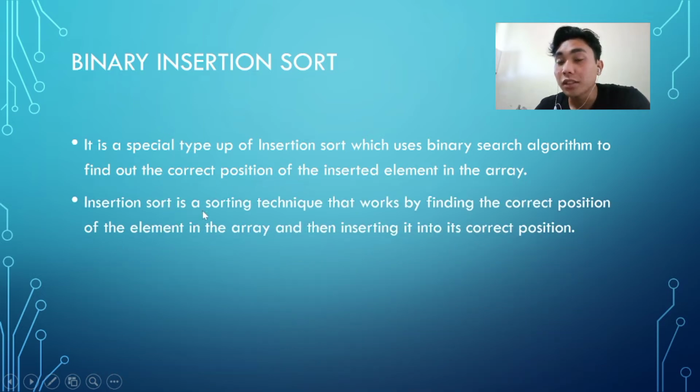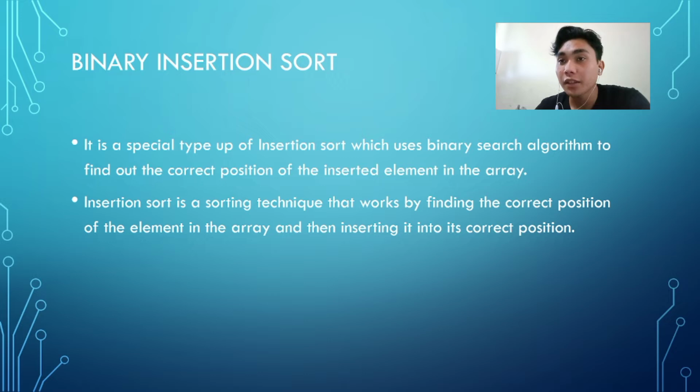An insertion sort is a sorting technique that works by finding the correct position of the element in the array and then inserting it into its correct position. Binary insertion sort is a classic sorting algorithm, similar to the insertion sort, but instead of using linear search to find the location where an element should be inserted, we use binary search. So, what does it mean? Binary insertion sort is an improvement of the insertion sort.